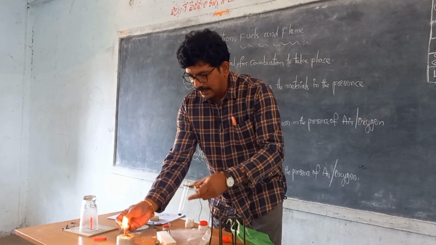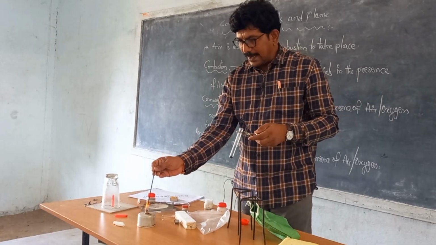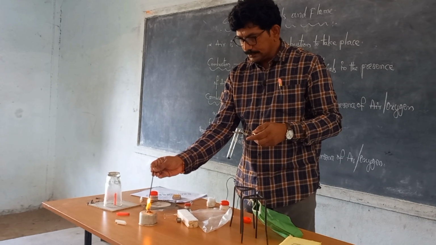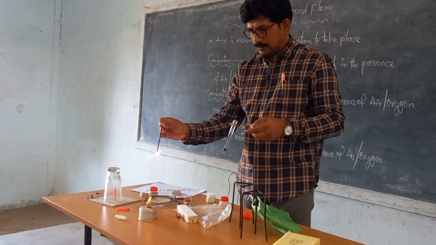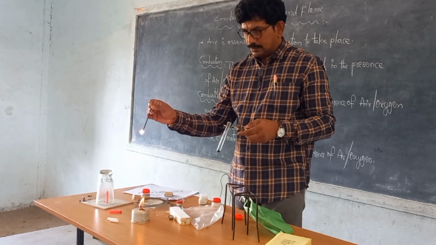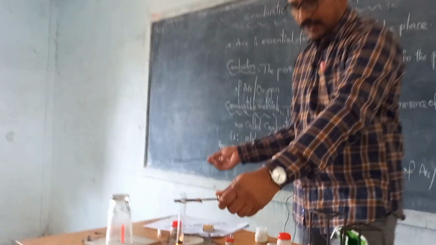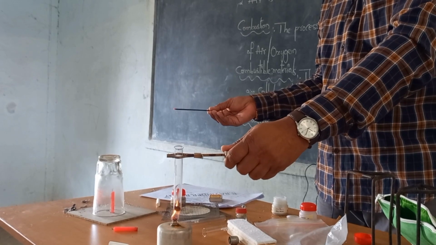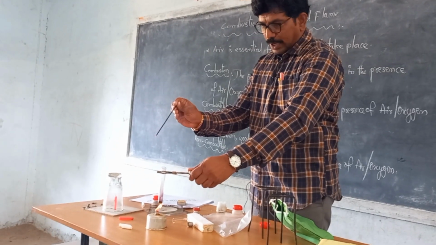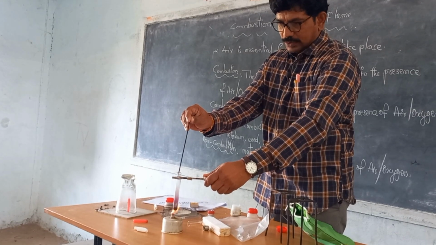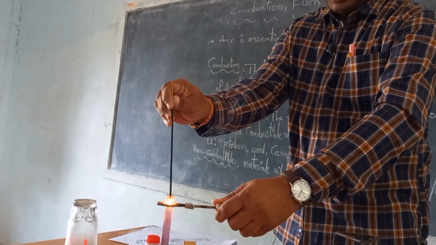Now I lighted the spirit lamp. Now I lighted the incense stick also. Now see this. I am heating potassium permanganate. Now observe this. I am introducing it. See this. Observe the changes. What is happening? It is burning brightly.